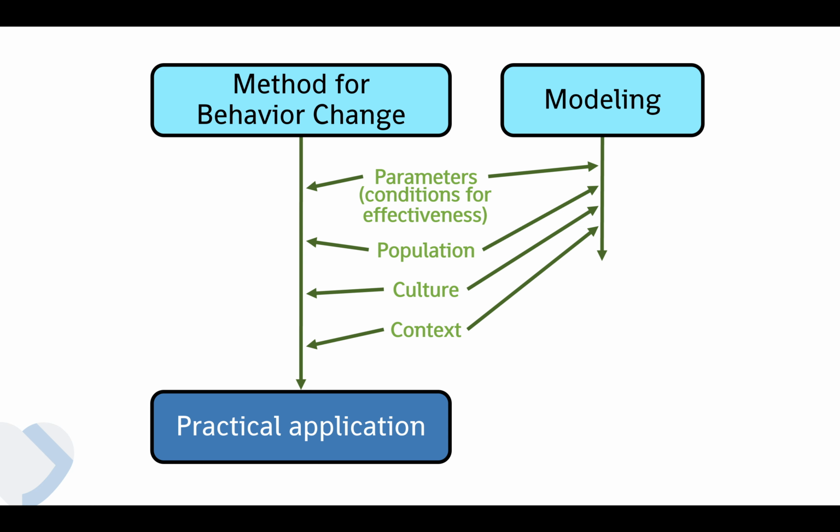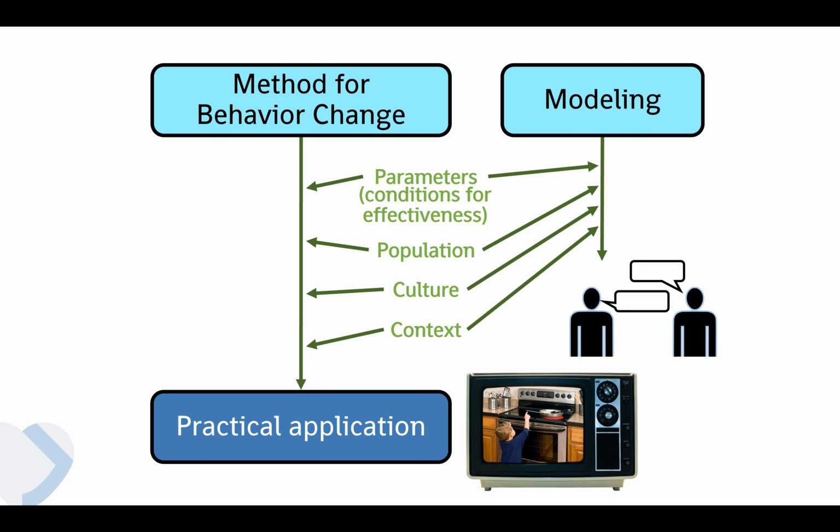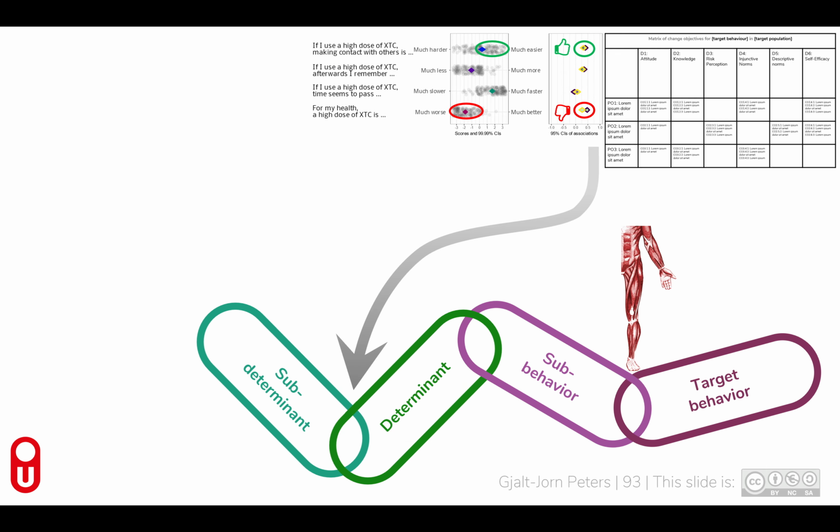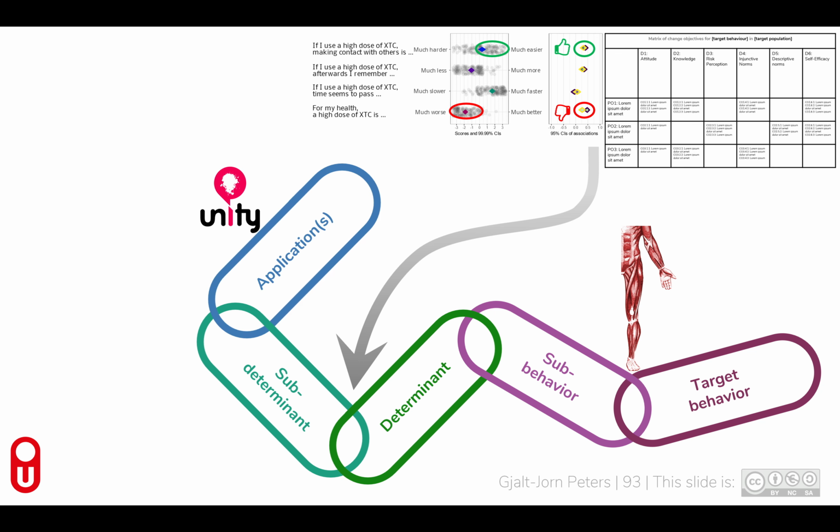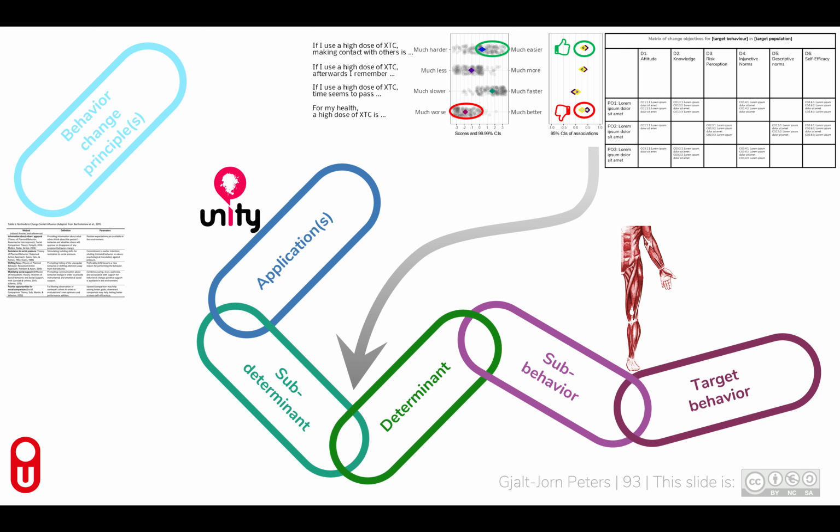So modeling, for example, you can translate them based on all these characteristics into using role-playing, or you can make a little video, or you can make billboards, but they would all work because they implement modeling. They implement vicarious learning, which allows them to change certain parts of people's psyche. So those are the missing links. Subdeterminants are targeted by applications. They work because they implement behavior change principles or behavior change techniques.